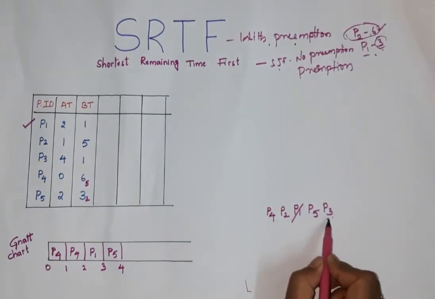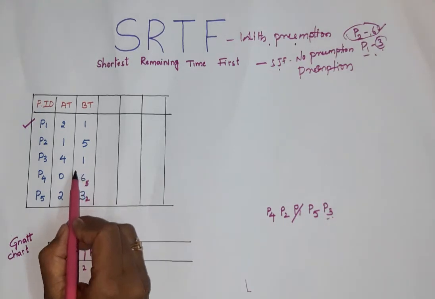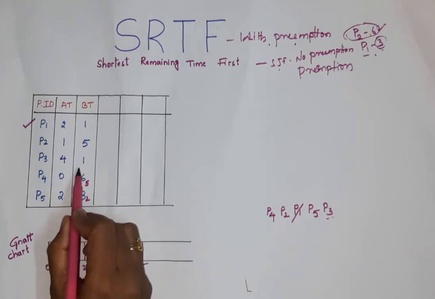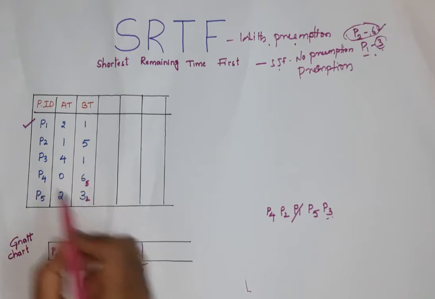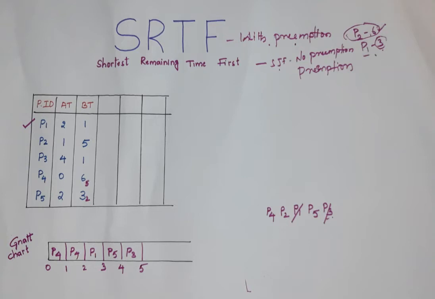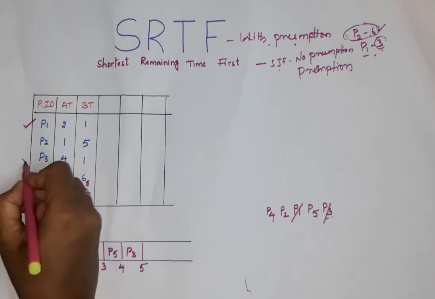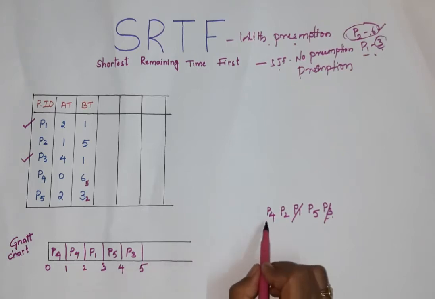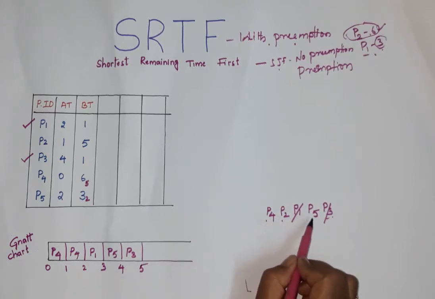Now what happened? The P3 process is in the ready queue. As it has the shortest burst time, P3 is given the CPU. It will be executed for 1 unit of time, that is 4 to 5. As its burst time is only 1 unit, it is executed completely, so P3 is removed from the ready queue. Remaining are P4, P2 and P5.